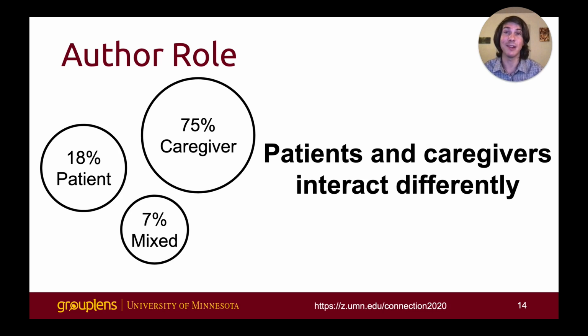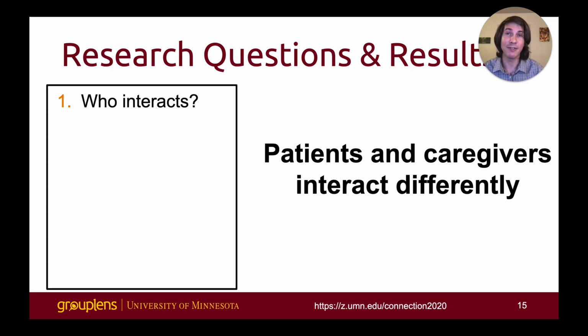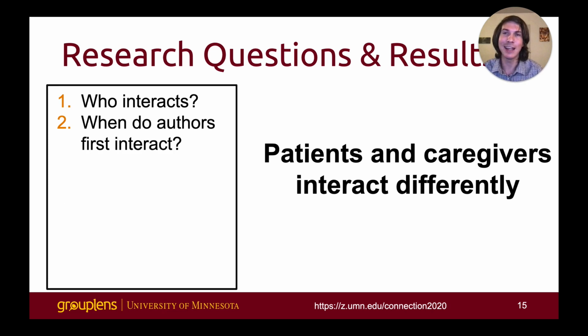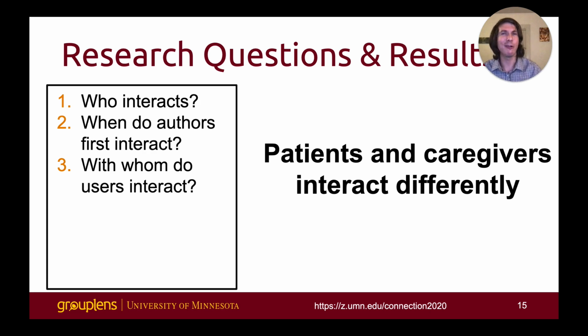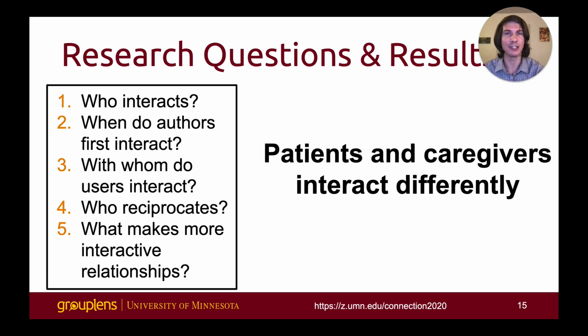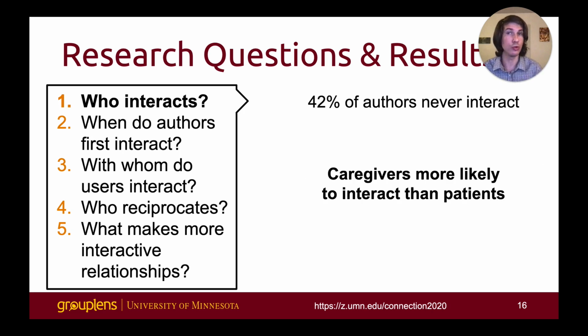What we found is that patients and caregivers interact differently. An author's role has a massive impact on whether they interact with peers at all, when they first start interacting, who they choose to interact with, how likely they are to reciprocate another's interaction, and the number of interactions in their relationships. We fit various regression models for each of these research questions, but here I'm just going to summarize the trends. So, who does interact?